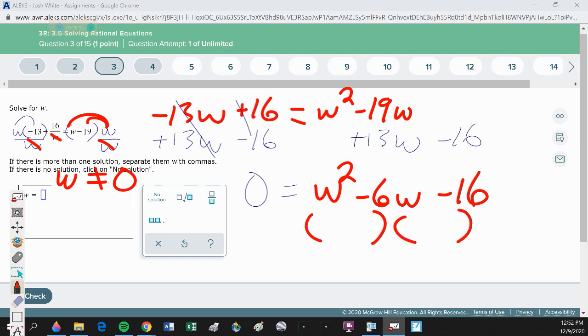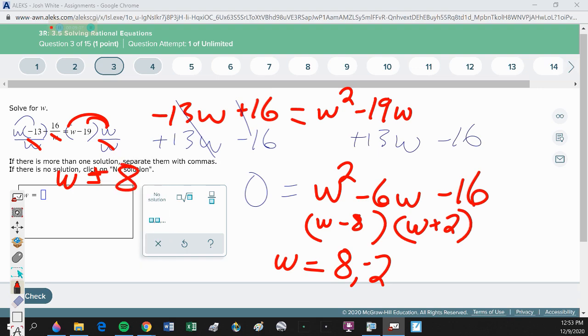Two numbers that multiply to be negative 16 and add to be negative 6. Can you think of two numbers? So negative 8 and positive 2. So what does w equal? Nope. 8 and negative 2. Are those numbers okay? What if this was an 8? Then I delete that answer, and my only answer would be negative 2.